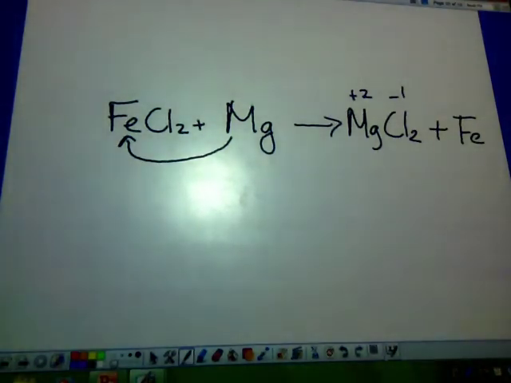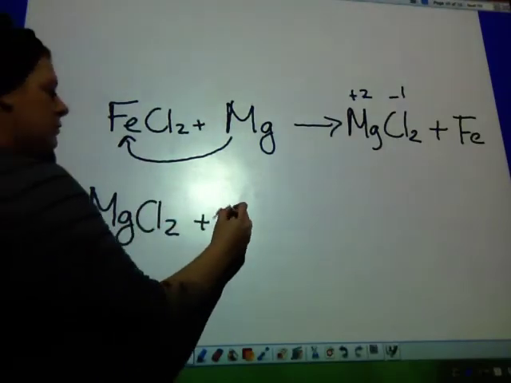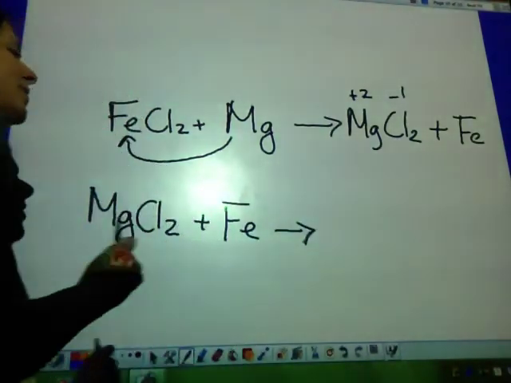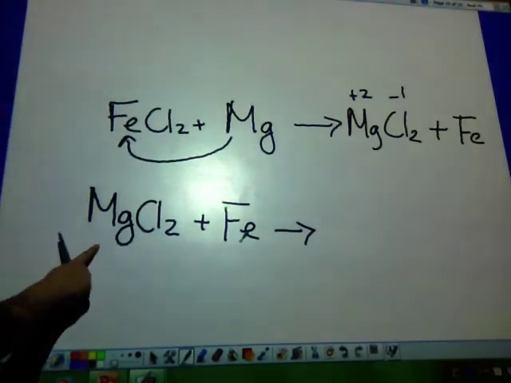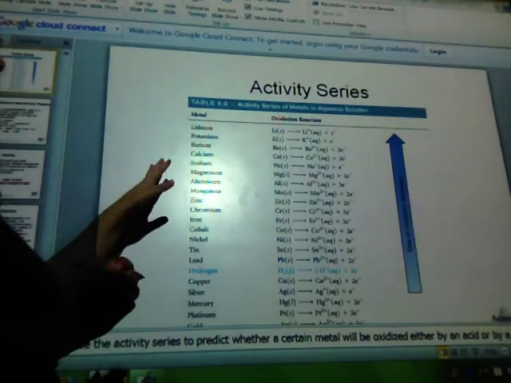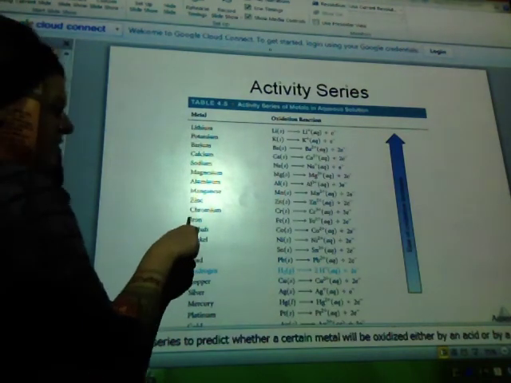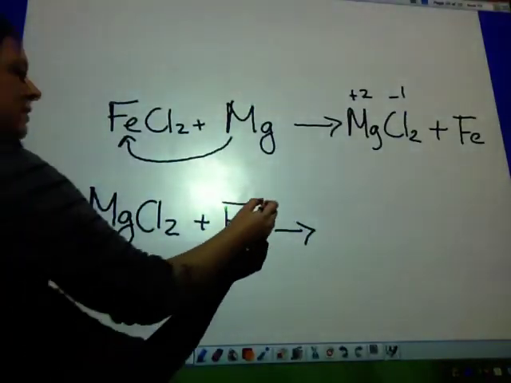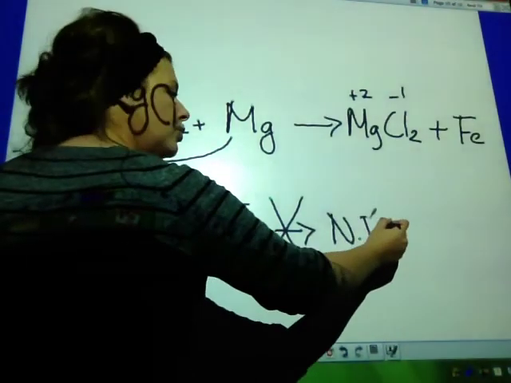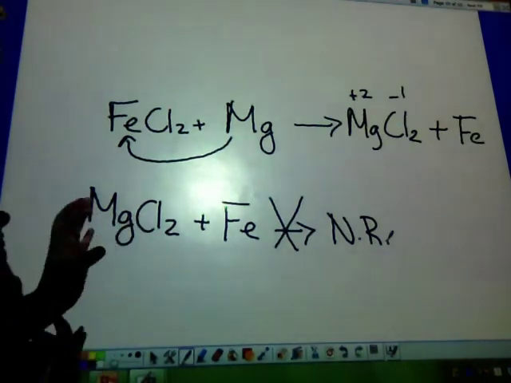But let's say that we did that in the opposite way. Let's say that I had magnesium chloride reacting with iron. Would that reaction take place? I have to figure out if iron can kick out magnesium in this compound. So I'm going to go back to my activity series. Here's iron, here's magnesium. Iron is below magnesium, so iron can't kick out anything above it, and magnesium is above it. So that means this reaction cannot occur. So I'd have to write no reaction, NR. Can't happen, because that single replacement activity series tells me that.